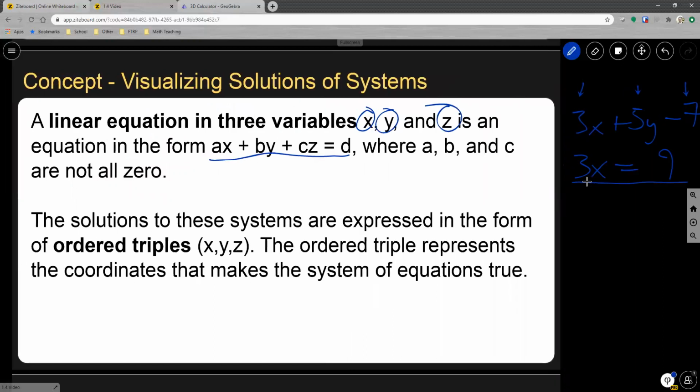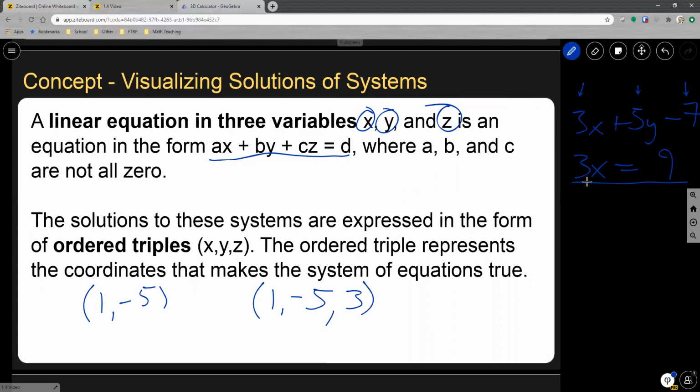So the solutions to these systems are expressed in the form of ordered triples, and an ordered triple is just like an ordered pair. An ordered pair, like we graph, we could have 1, negative 5. To the right 1, down negative 5. Well, in a 3-dimensional situation, we could have the same type of thing. We could go over 1, down 5, and then, I don't know, maybe in by 3 if we're thinking 3-dimensionally.